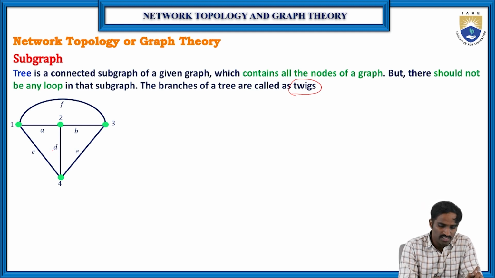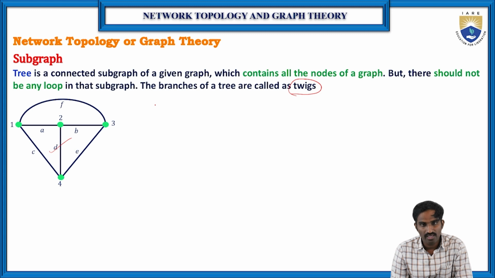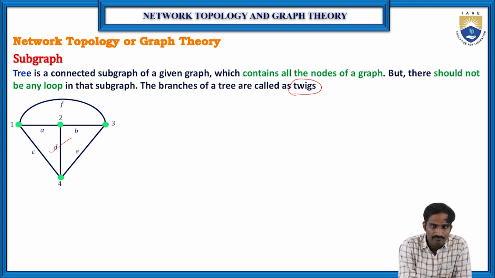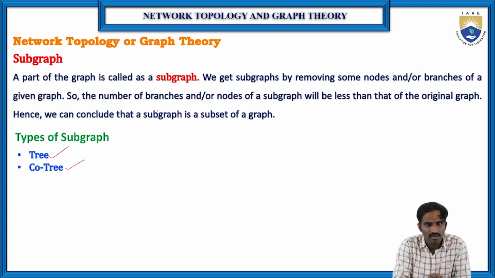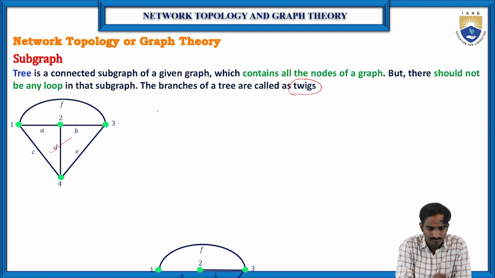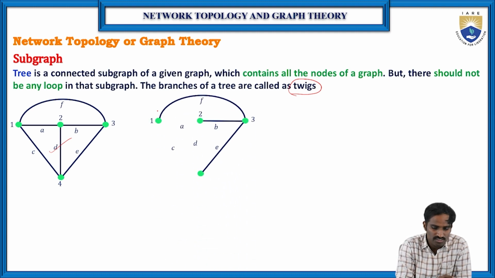So this is a graph, and let us draw a subgraph by removing one or two branches. According to the tree definition, the subgraph must contain all the nodes, so we are not removing any nodes, just the branches, to form a subgraph, and we will check whether it is a tree or a co-tree. Here in the subgraph we are just removing branch A as well as branch C.